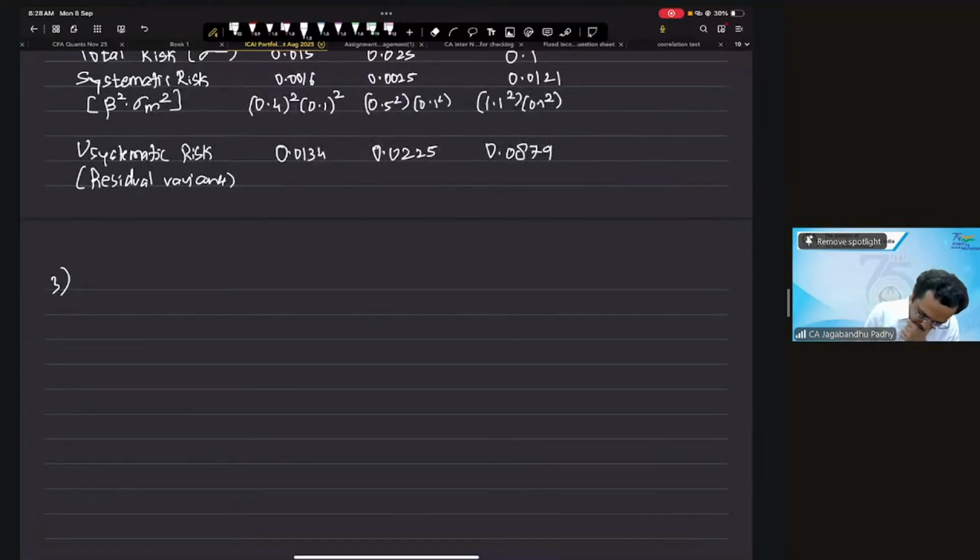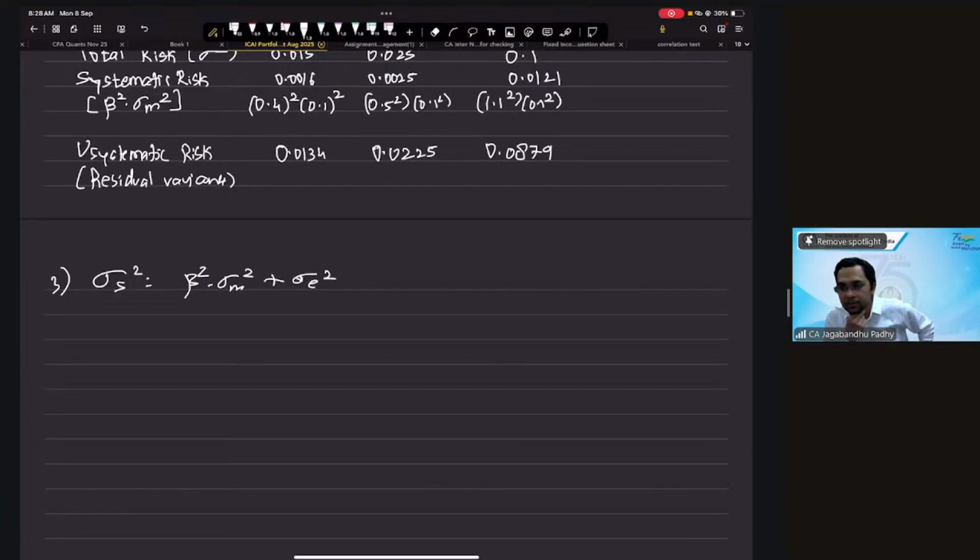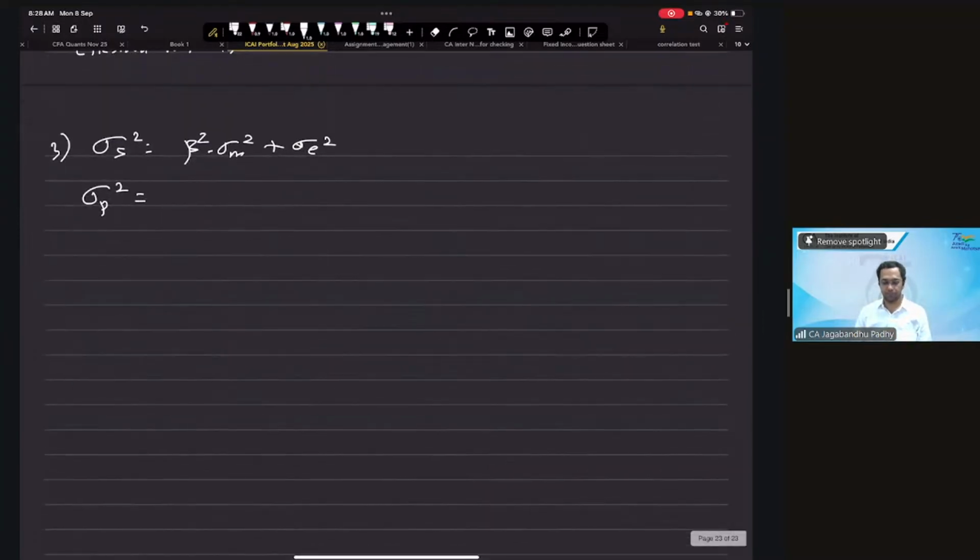Just like we had variance of security is equal to beta square into variance of market plus variance of error term. Correct? Same way, can I have variance of portfolio equal to what? Variance of portfolio will be equal to beta of portfolio square into variance of market plus variance of error of portfolio. So throughout we are applying that portfolio aspect, right?